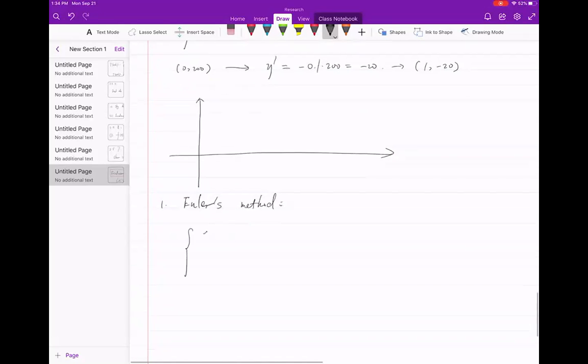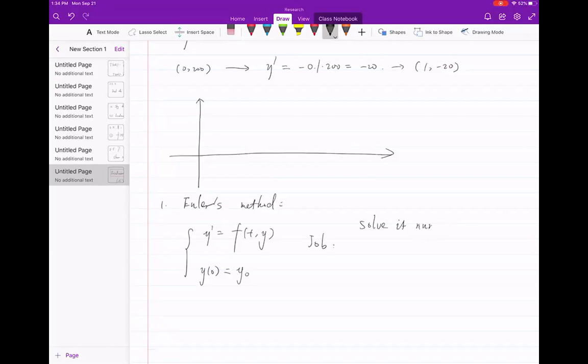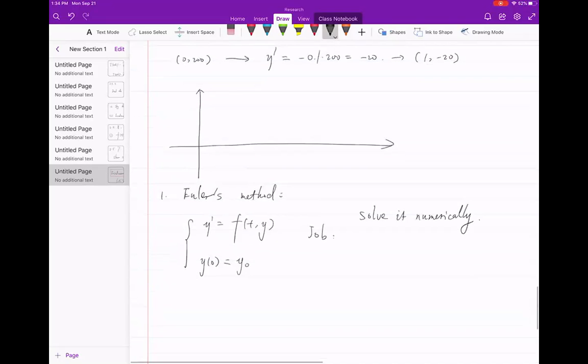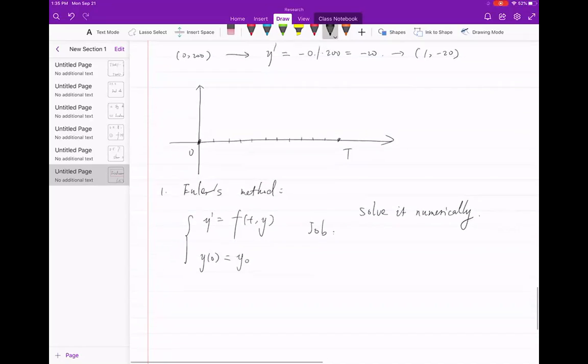And that is Euler's method. What you have is some ODE, first order. You have some initial condition, let's just call it y0. Our job is to solve it numerically. Let's see how we do this. First, you know this is not going to be accurate because we cannot find it everywhere. We need to pick all the points we want to know. So from 0 all the way to T, we divide them into n intervals. They don't have to be the same, but let's make it the same for simplicity.